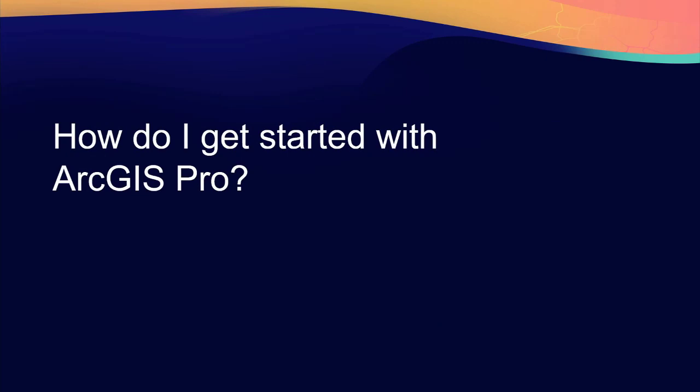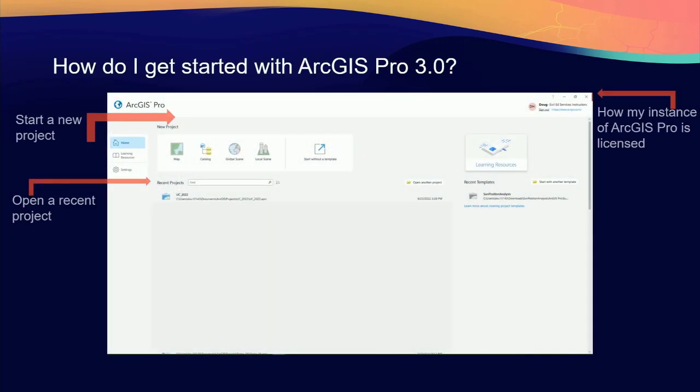Tim had previously discussed this, but just to reiterate, something that you will see with ArcGIS Pro 3.0 when you first get started, as Tim showed, are the options of starting a brand new project or opening a recent project. Also, up in the top right corner, this shows how your instance of ArcGIS Pro is licensed. Based on how you're licensed, that's going to impact your functionality within ArcGIS Pro, and we're going to discuss that a little bit later on. But the key takeaway is this: when you start ArcGIS Pro, as Tim discussed, you can create a brand new project, or you can open up a previous project as well.